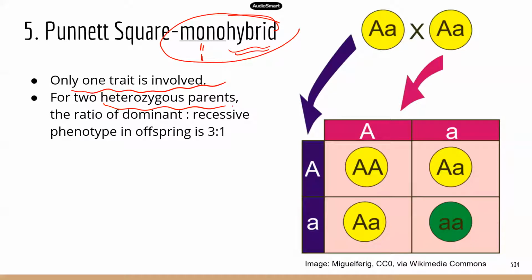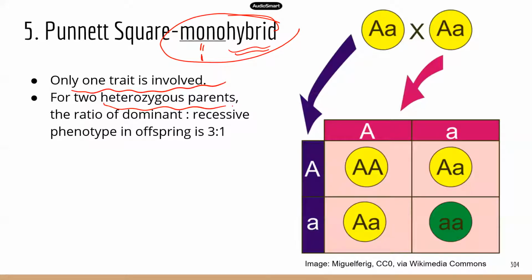And also, TEAS likes to use the heterozygous parents in the question because it's a little bit more complicated than the other examples. So we're going to start with heterozygous parents. We're going to do the Punnett square for a monohybrid cross, and then we'll move on to instances where one or both parents are homozygous.